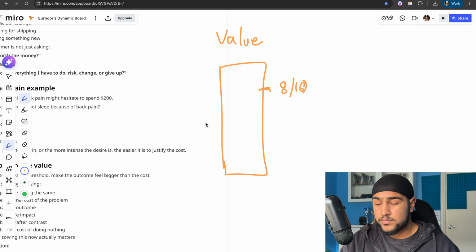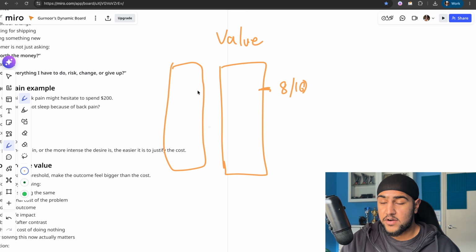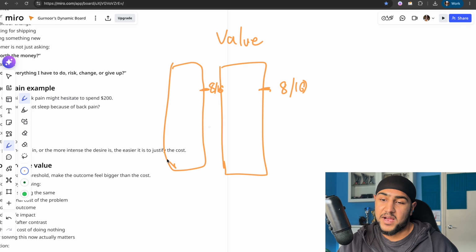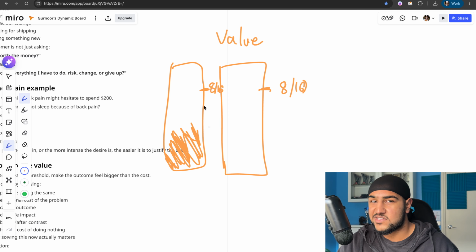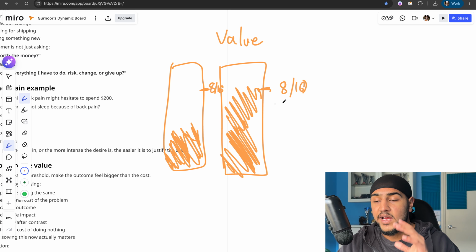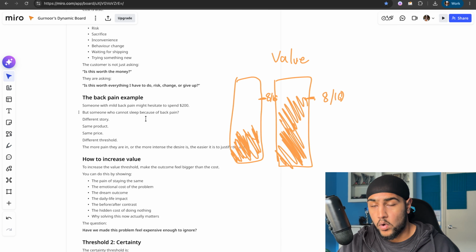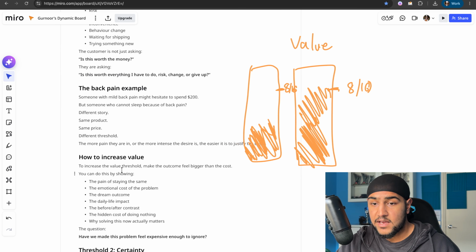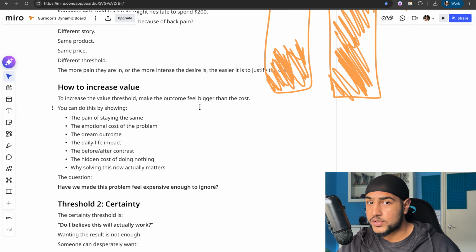Let's do a comparison over here. They both need 8 out of 10 pain to actually buy, and this person over here is the guy who just has mild back pain, okay? It's only up to here. It's okay. It annoys them a little bit. It's not the biggest thing. But someone who can't sleep because of their back pain, I'm telling you, the first night is going to be like this. The second night, they're hitting that threshold because it gets really annoying, and us humans can't even function without sleep, right? So the higher the pain, or the more they want the dream outcome, the easier it is to actually sell them as well. So how can you actually increase the value, right?